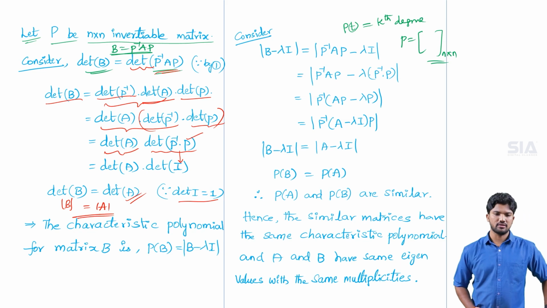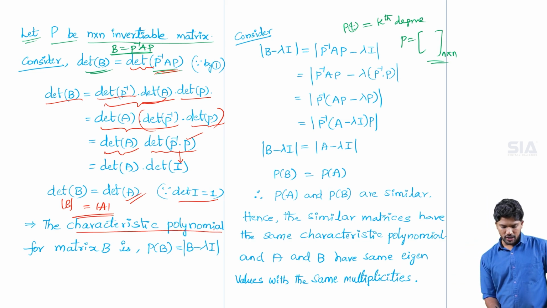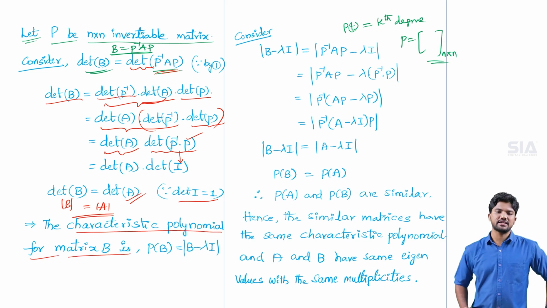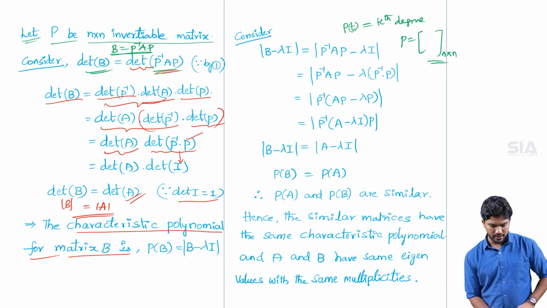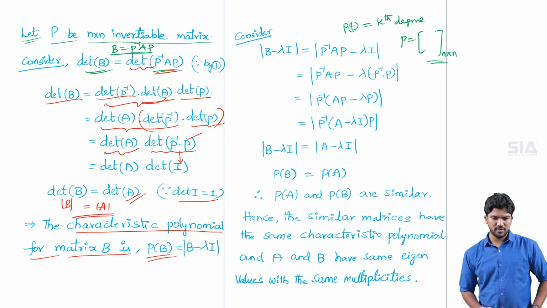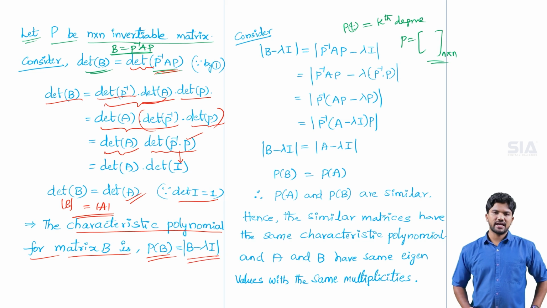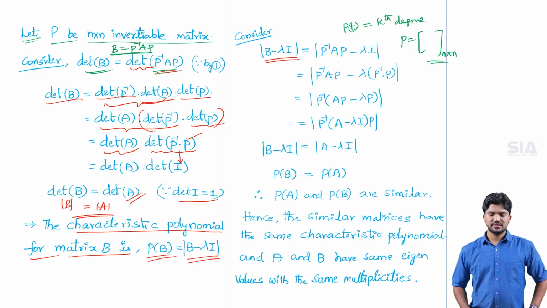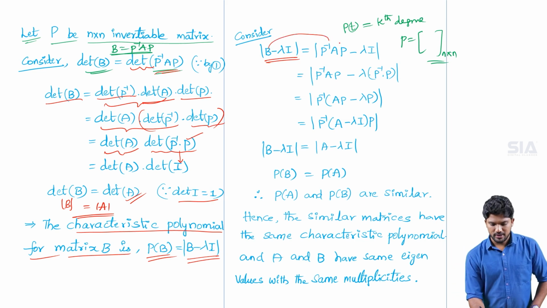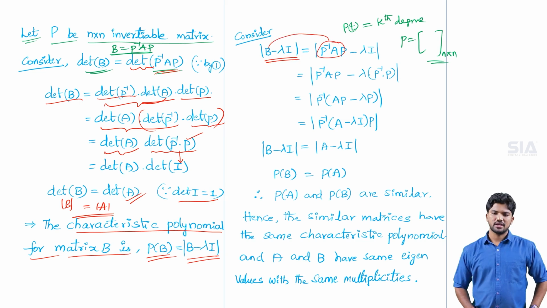Remember this condition. And the characteristic polynomial for matrix B is given by P of B. P of B is equal to, the equation for the characteristic polynomial is mod B minus lambda I. So therefore consider mod B minus lambda I is equal to, substitute that capital B value from equation number 1, and lambda I value will be as it is.